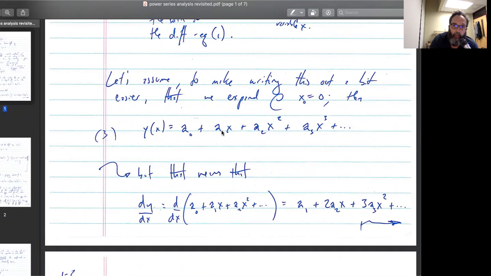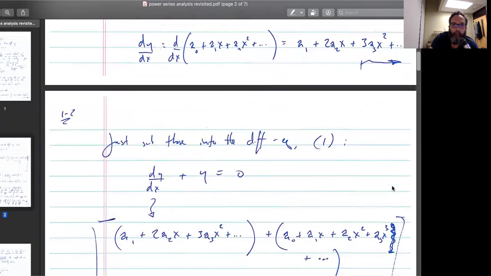d/dx of a1 x gets me a1. d/dx of a2 x squared gets me 2 a2 x, right? n a_n x to the n minus 1. a3 x cubed, I take d/dx of that, and I get 3 a sub 3 x squared, plus the other stuff. It keeps going. I'm not neglecting those terms at this point. I'm just not writing the infinite series.